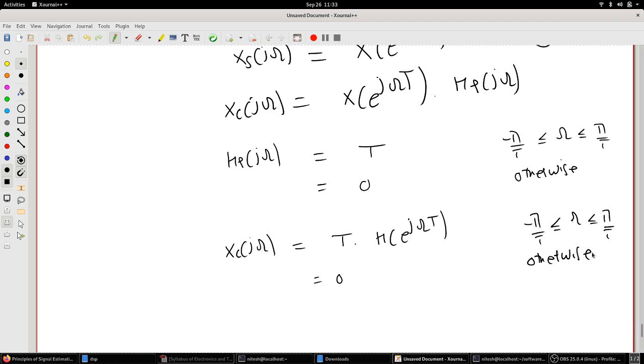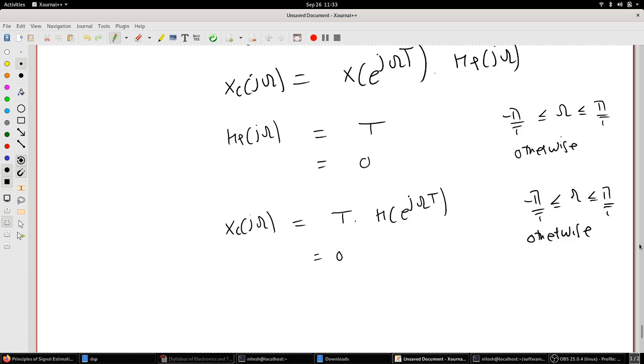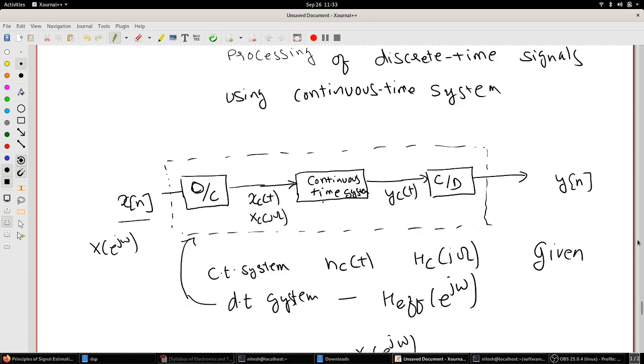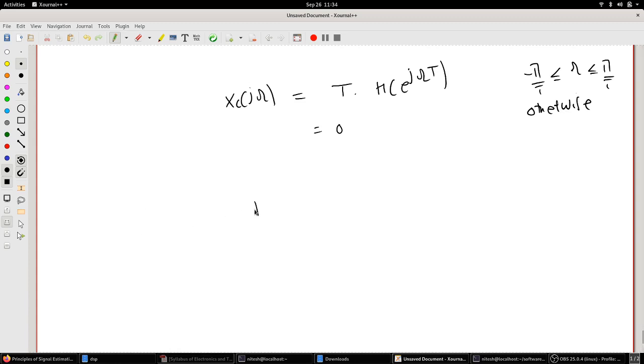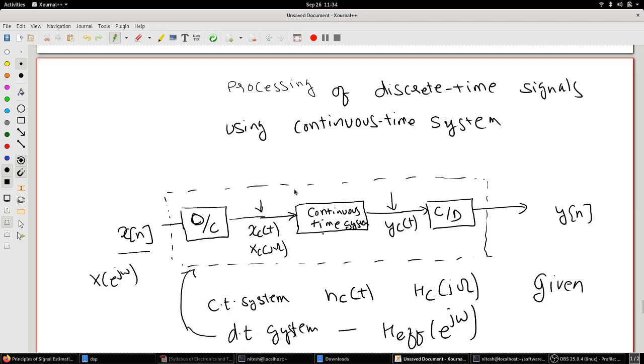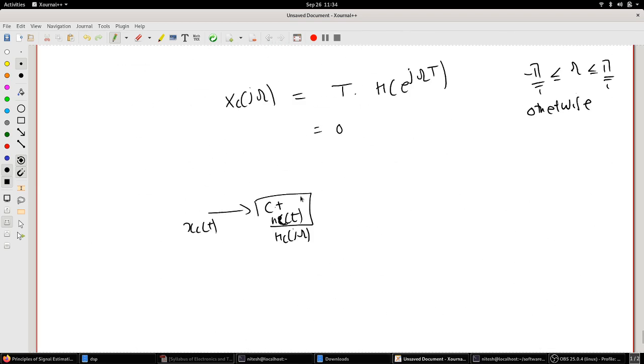So now this xc of j omega is passed through a continuous time system here. You want to find out yc of j omega here. So you know that your input is xc of t, passed through a continuous time system having hc of t and hc of j omega. These are the responses of that continuous time system, and you get yc of t.